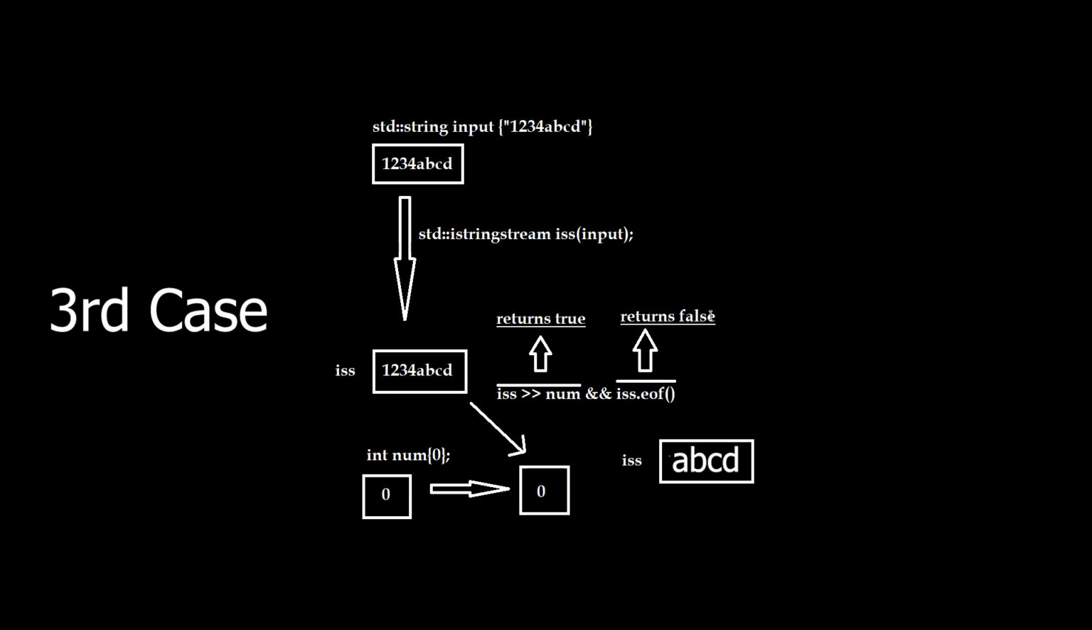Why? Because the whole integer is going to be injected into our num variable, and iss is going to become empty. And so iss.eof is also going to return true. So with this combination, we can make sure that our input only and only contains integers. And this is how we can ensure input validation.